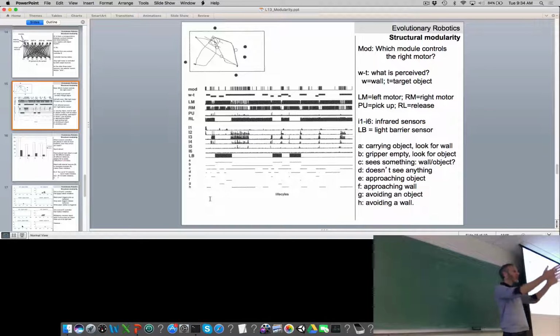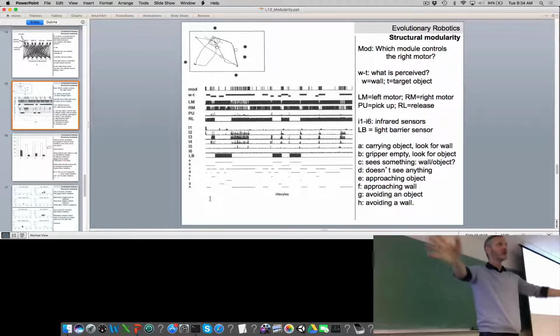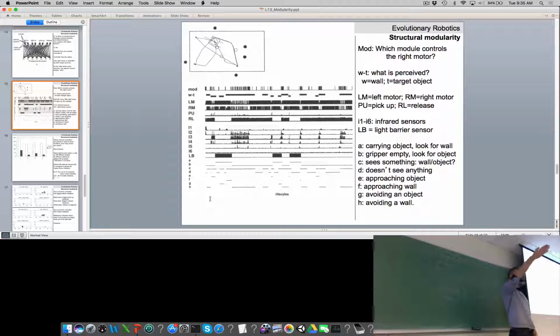If it was using one module while holding the cube, you would expect to see a continuous black bar in that top row, and then when it drops it and goes looking for another cube, you would expect to see a continuous expanse of white, then it finds another cube, picks it up, another block of black, block of white, block of black, and so on.